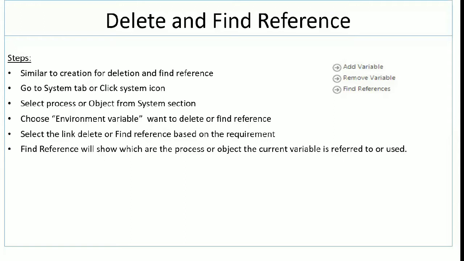Next to that, you have an option called find reference. Find references is used to show which process or object the current variable is being referred in. So it is used to find the spot or the place where exactly this has been used. If it is not used anywhere, you will see a pop-up saying that it is not referred anywhere. So it is easy to identify where it has been called.